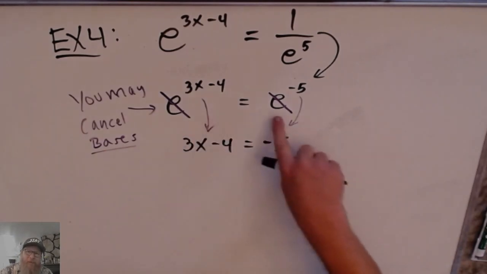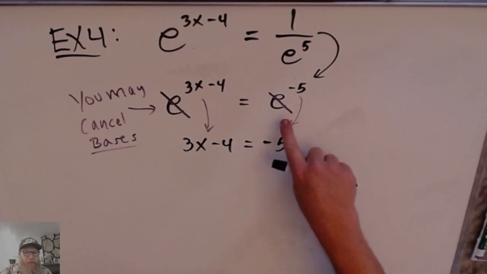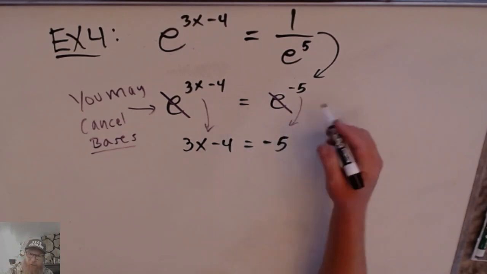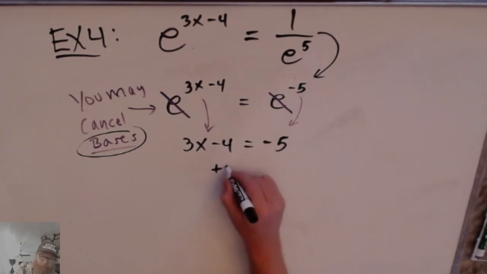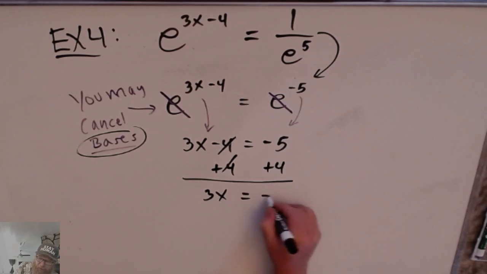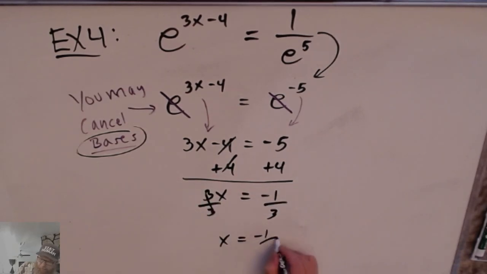I'll get more into the mechanics of how this works in the next few examples, but for now we're just using the same base property, or the like base property. So now I'm adding 4 to both sides. I know you can all take it from here. Divide by 3, and you get negative 1/3.